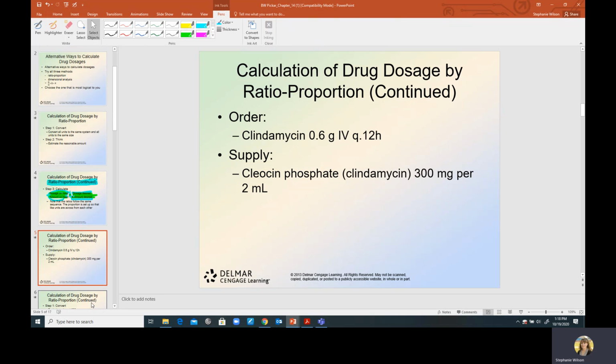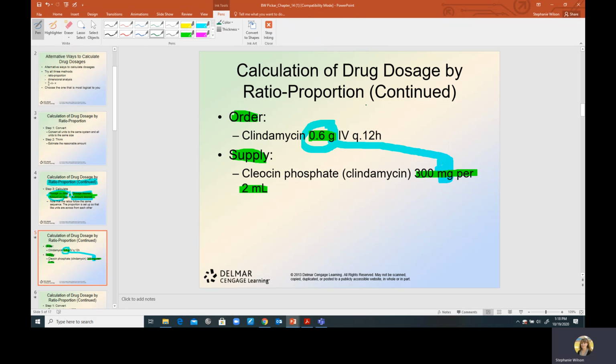So this section here is just a quick review of how to solve. I'm going to solve it using all 3 methods. This one particular problem, it's a really short video, just so you can see the setup. Okay, so what do we have here? We have an order that says 0.6 grams IV every 12 hours. And then we have this supply of 300 milligrams per 2 milliliters. Well, guys, what I noticed is my unit on the order versus my unit on the supply, they're not the same. So I need to change this one here to get the units to be the same.